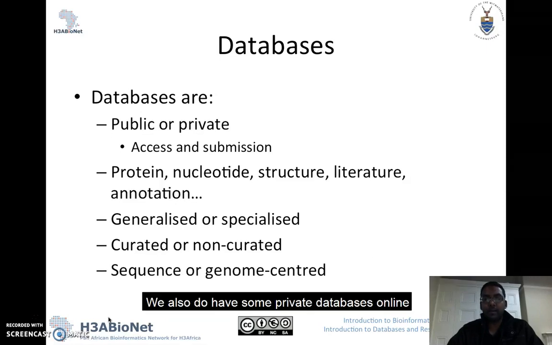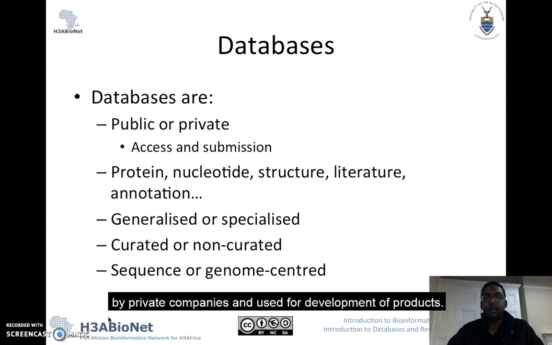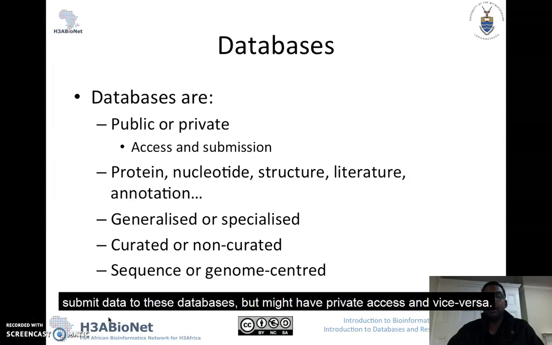We also do have some private databases online, and in most instances, these databases are housed, maintained and generated by private companies and used for development of products. In terms of databases being public or private, this is in terms of access and submission. So you might find that some databases allow you to publicly submit data, but might have private access, and vice versa.